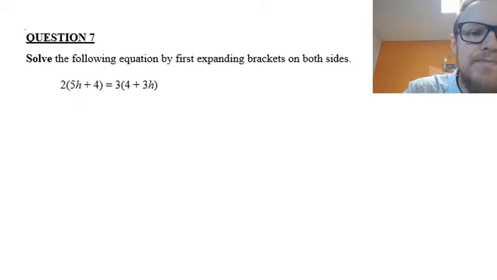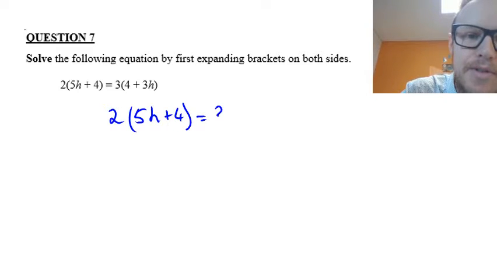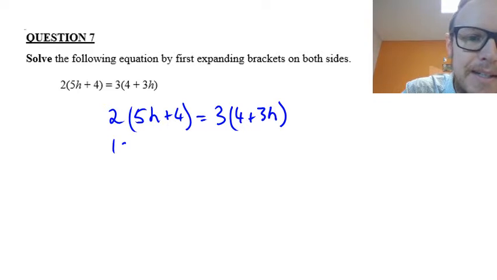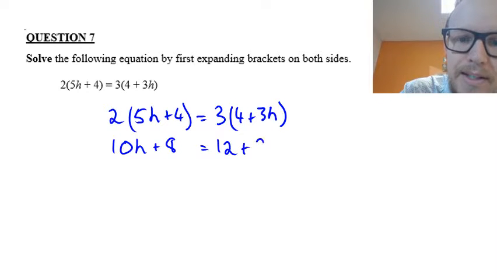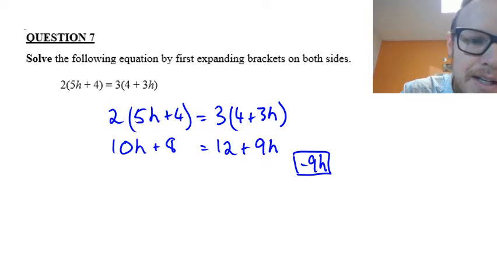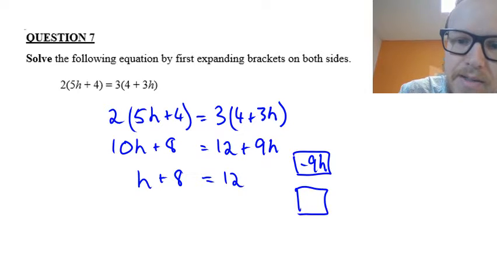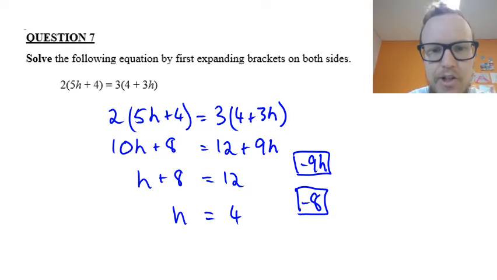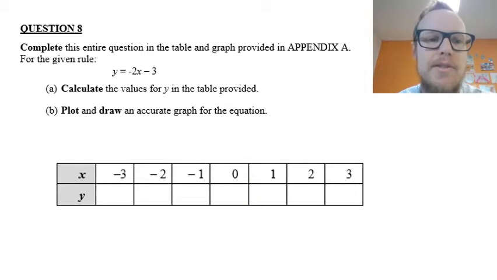Solving the following equation, we write out the equation, which we should do for each of our questions: 10h plus 8 equals 3 times 4 plus 3h. We can expand this out and get 10h plus 8 is equal to 12 plus 9h. We can subtract 9h from both sides and we get h plus 8 equals 12. We can subtract 8 from both sides and we get h is equal to 4. And we can check that the same as we've checked the other questions.